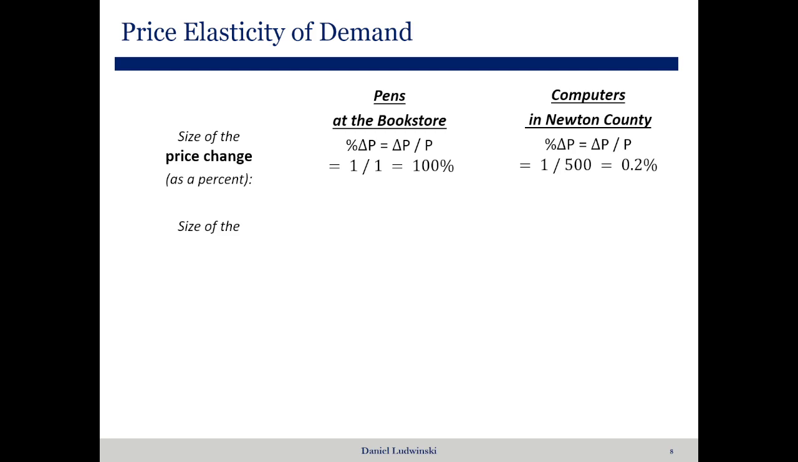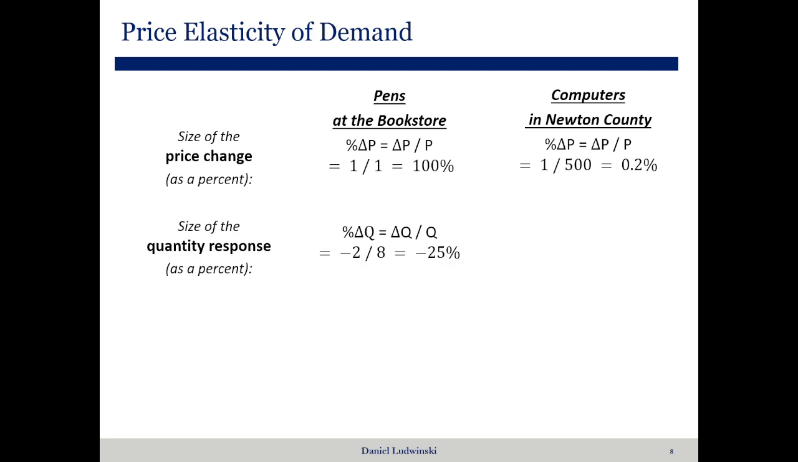Now let's look at the size of the quantity response, again looking at it as a percent change. So we had a drop in 2 pens at the bookstore. So we have a -2 there for the change in quantity. And our baseline, our starting quantity, was 8. So as a percent, we have a drop of 25%, or -25%.